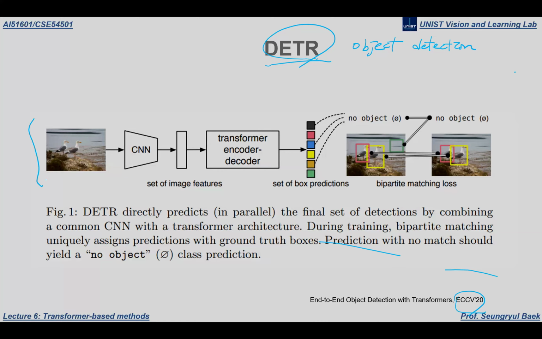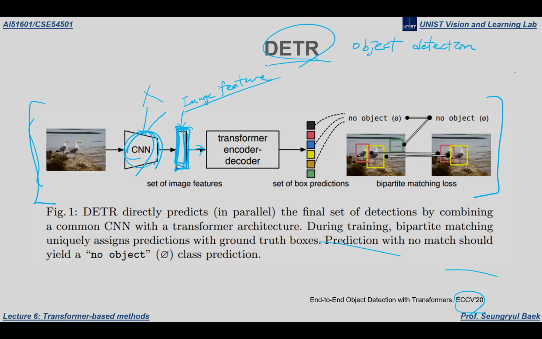And what they do is this. They first encode the overall image using a pre-trained CNN network. Usually the ResNet architecture is used for this, and we extract the image features. These CNNs are normally not further trained, but are used to extract image features. And this becomes the input to the transformer architecture.